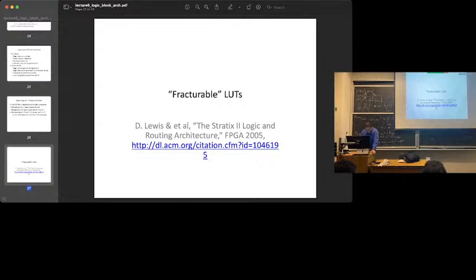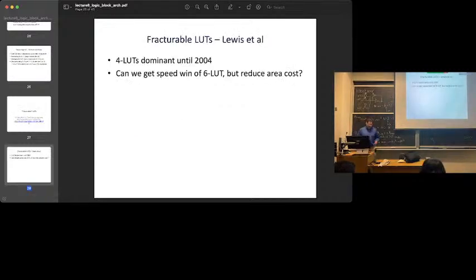Okay, so this is about Stratix 2. Stratix 2 was a major change in the logic fabric of FPGAs. Until about 2004, 4 LUTs were dominant, based on some earlier studies that said that 4 LUTs were the most area efficient.